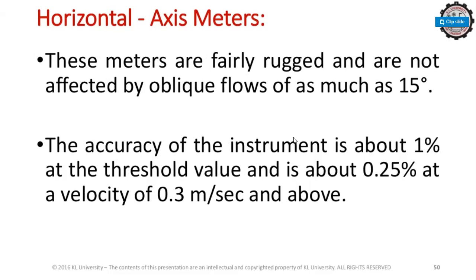Horizontal axis method. These methods are fairly rugged and are not affected by oblique flows of as much as 15 degrees. The accuracy of the instrument is about 1% at the threshold value and is about 0.25% at a velocity of 0.3 meters per second and above.